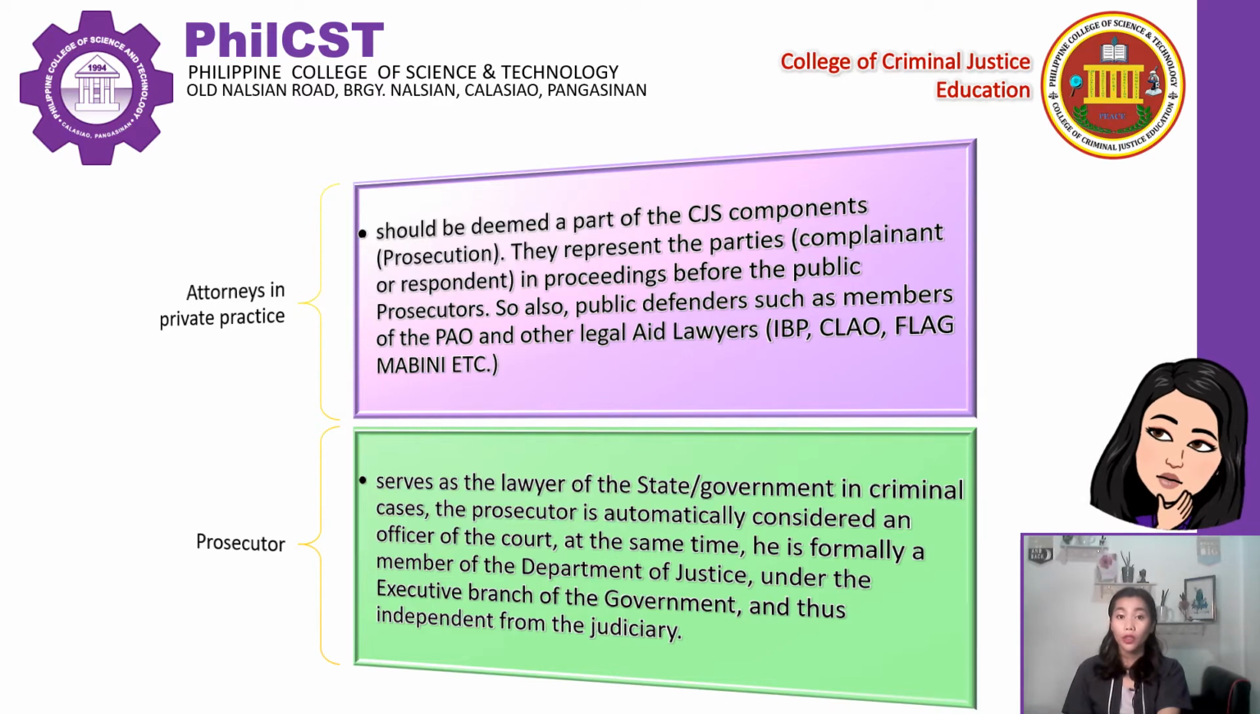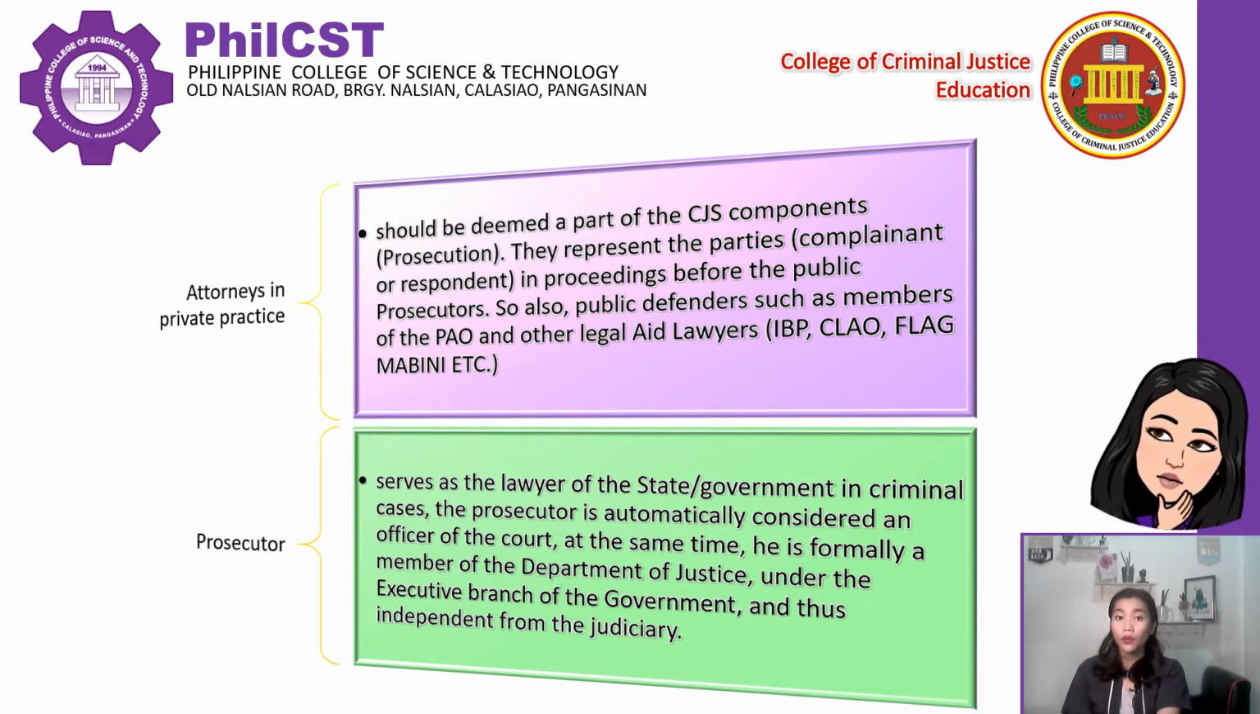So we have here persons that are part of the criminal justice system, and we have attorneys in private practice. They should be deemed a part of the CJS component, especially in prosecution, because they represent the parties. What are the two parties? The complainant and the respondent. Pag sinabi natin complainant, sila yung nagko-complain. Pag sinabi natin respondent, yun yung ikino-complain. So they're going to represent either of the parties in proceedings before the public prosecutors. So also not just private practice, but we also have public defenders such as members of the PAO and other legal aid lawyers.